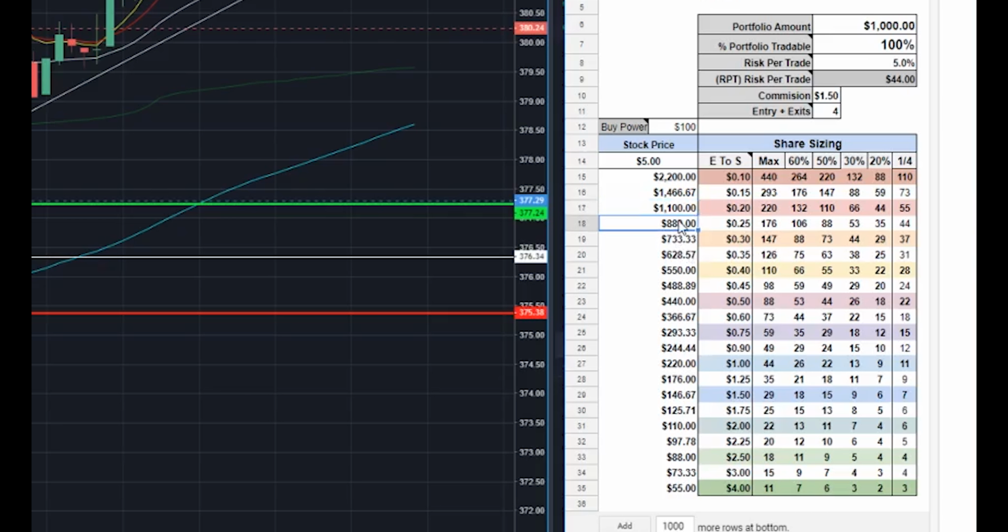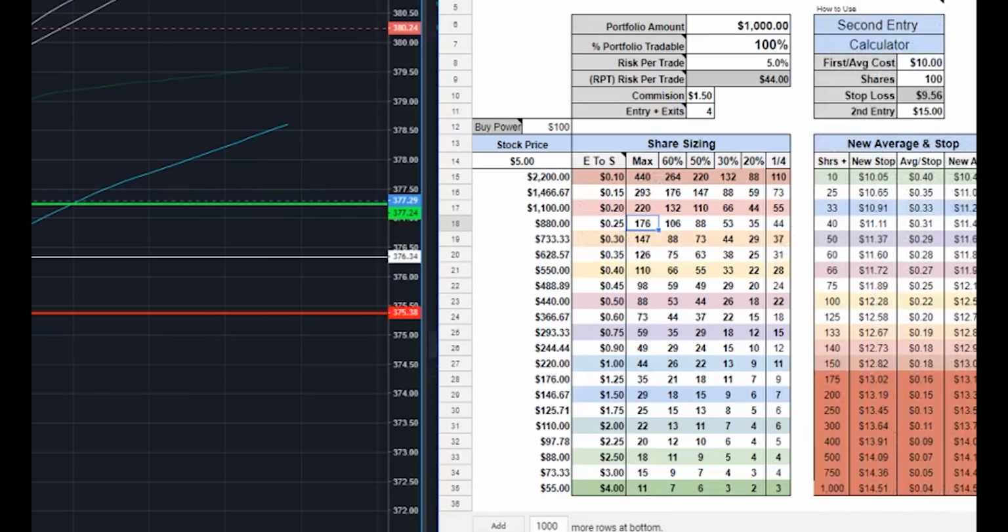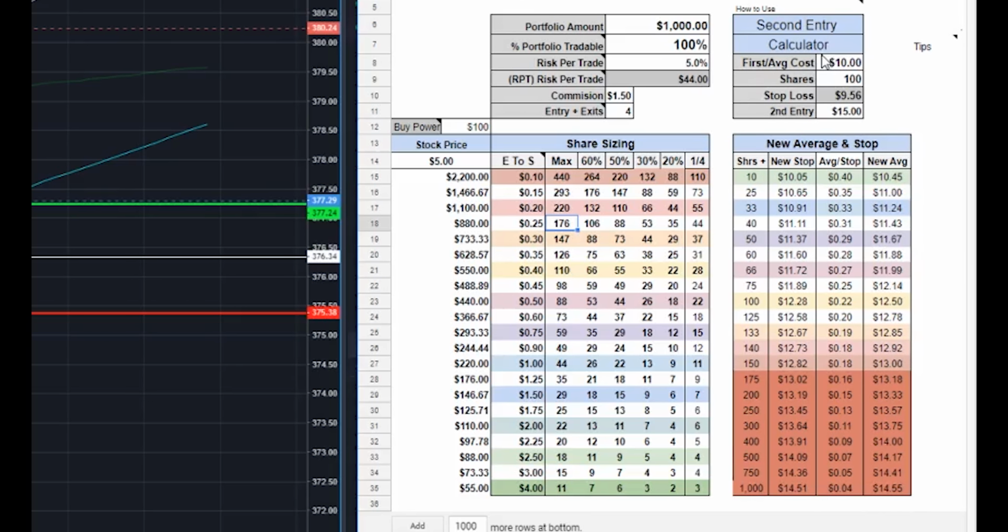So you can see you can only buy a 25 to a 20 cent stop loss on a $5 stock, which is about $800. So this basically tells you the buying power required for this many shares, which is really useful if you're trading with a cash account. Now this column over here, this is more for swing traders.